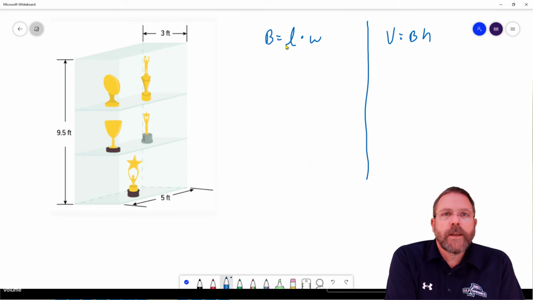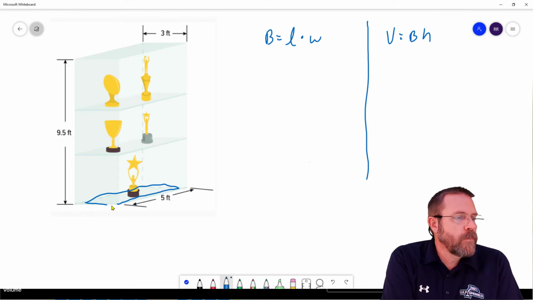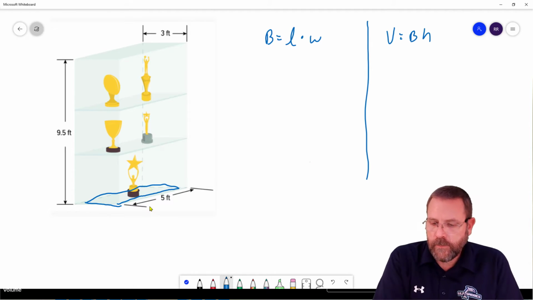Alright, so I have my image, and I went ahead and wrote the formulas I'm going to need. I'm using the rectangular formula for area of a base of a rectangle, so that's base area equals length times width, and what we're looking at is this rectangular base that we have right here.